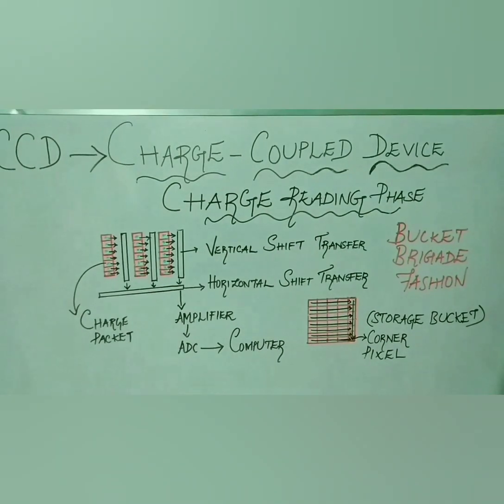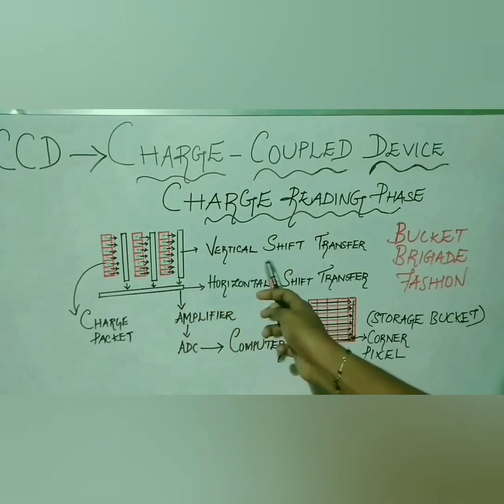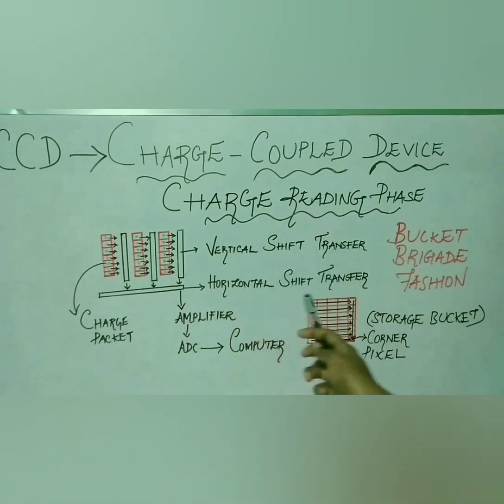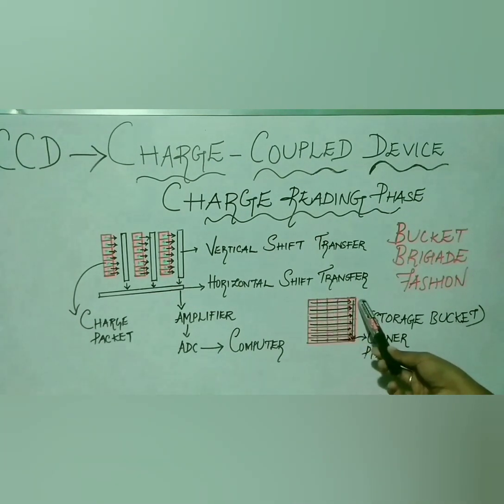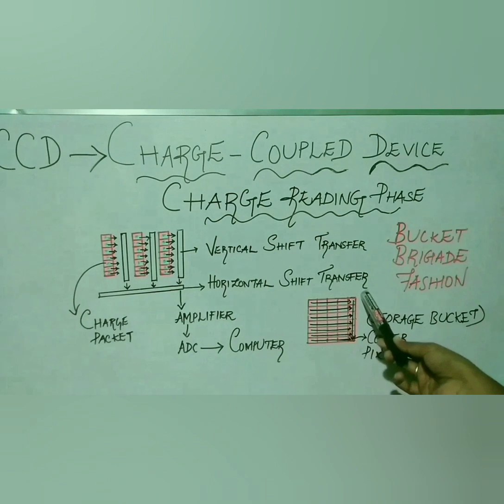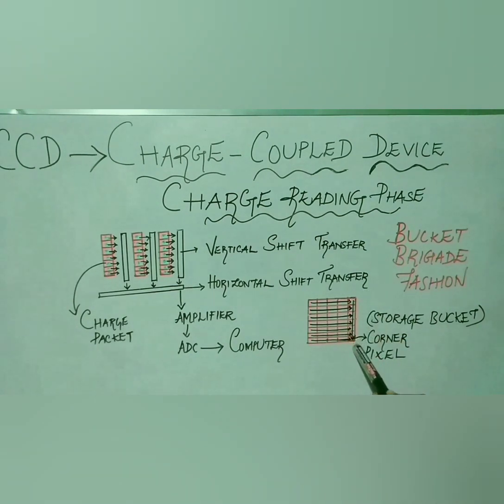In some CCD assembly, we won't be having this vertical shift transfer and horizontal shift transfer. In that case, charge packet in each pixel is transferred to next pixel along its row. Finally, it is reaching the pixel in the end of the row. Finally, all the charge packets are collected at the corner pixel. And this charge reading phase is similar to that of bucket brigade fashion.